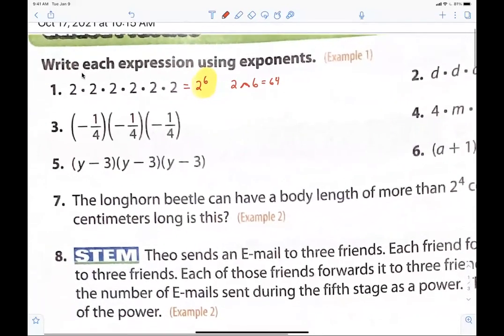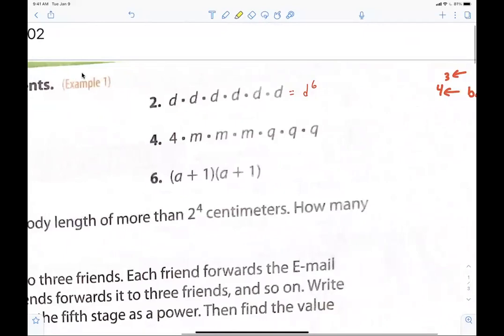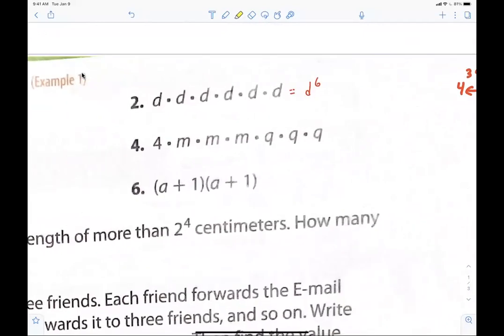But we said number 1 was 2 to the 6th. Then we checked with the calculator: 2 to the 6th is 64. Then Miss Elliott told me that number 2 was d to the 6th.